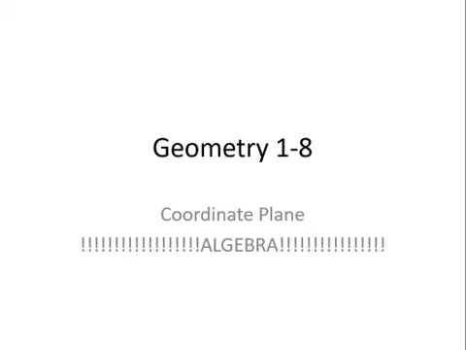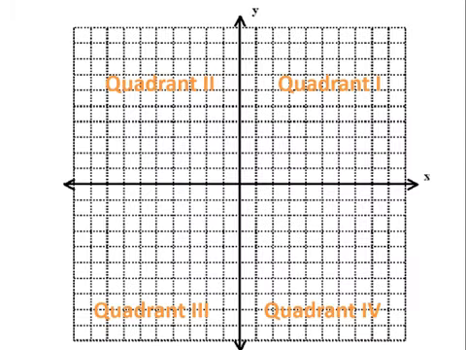Okay, looking at number 8 in our first chapter, we're looking at coordinate planes. We're going to be talking about some more algebra in this case. Okay, so first off, a quick reminder about your coordinate planes. When you do a coordinate plane, you've got your x and y axis. Your x-axis goes left to right. Your y-axis goes up and down.